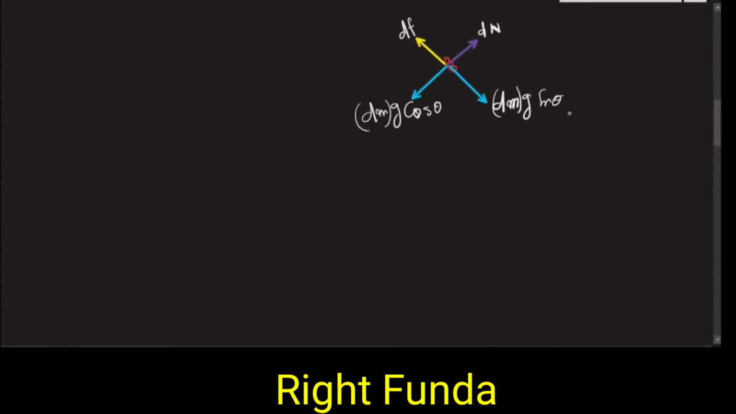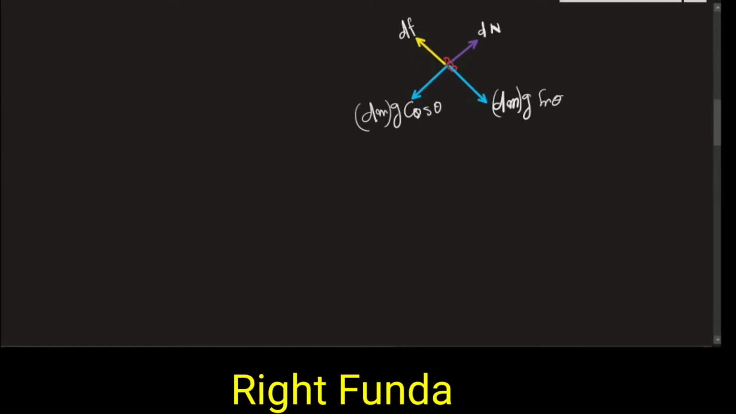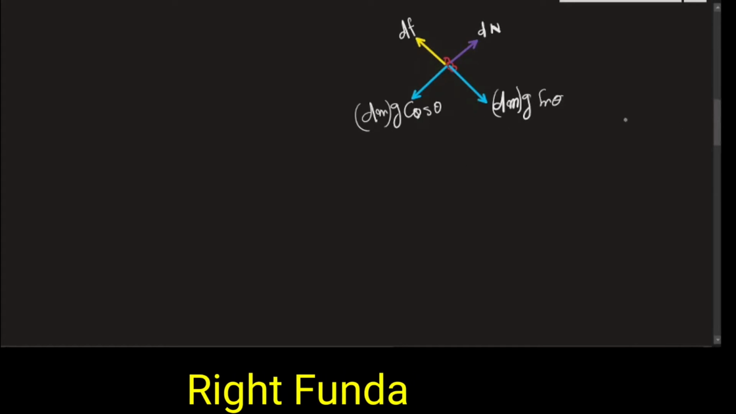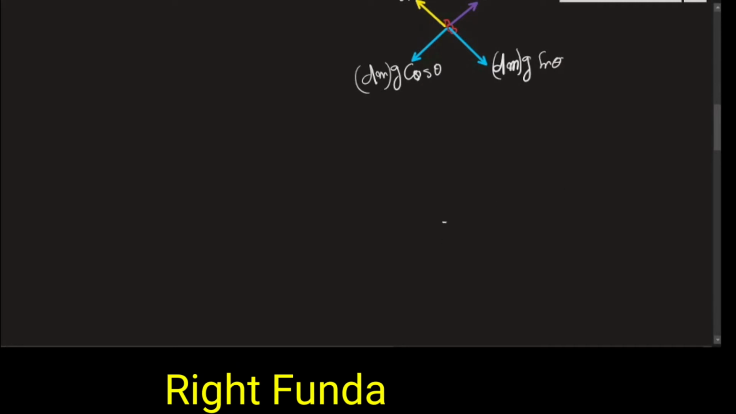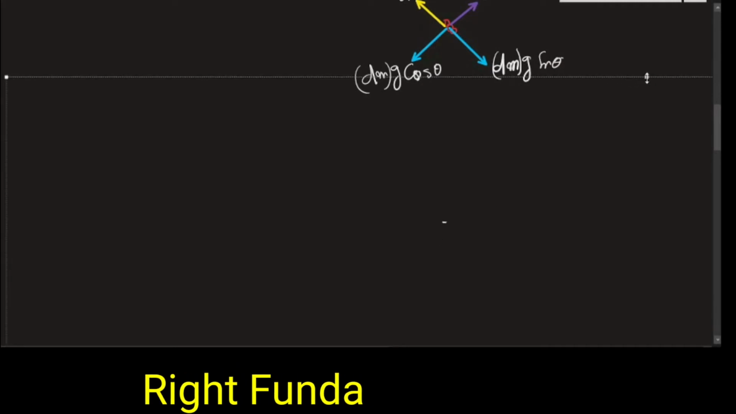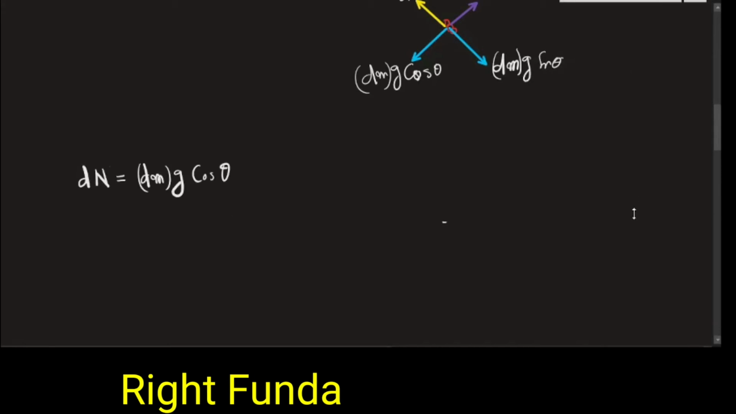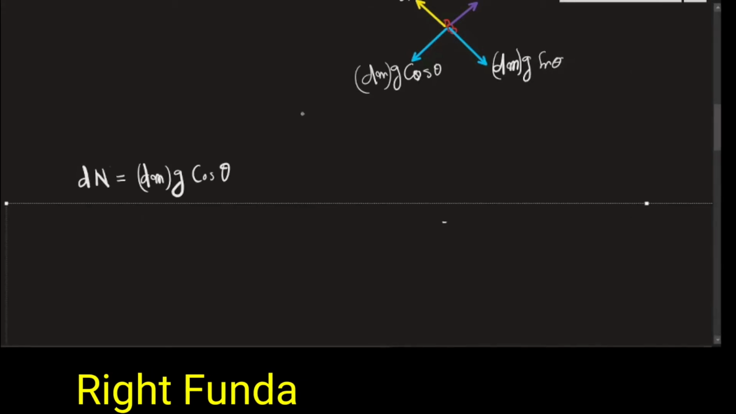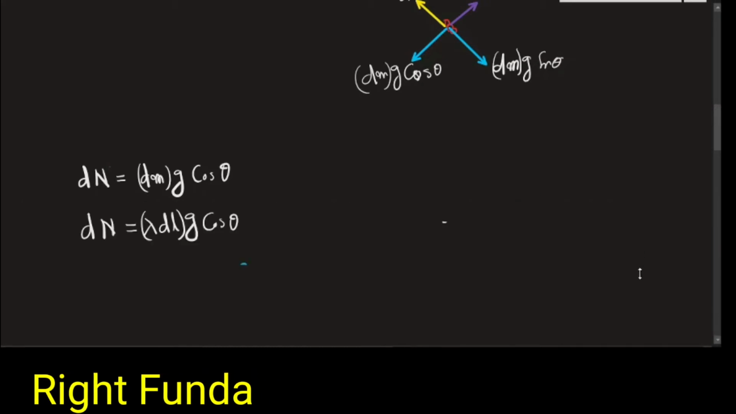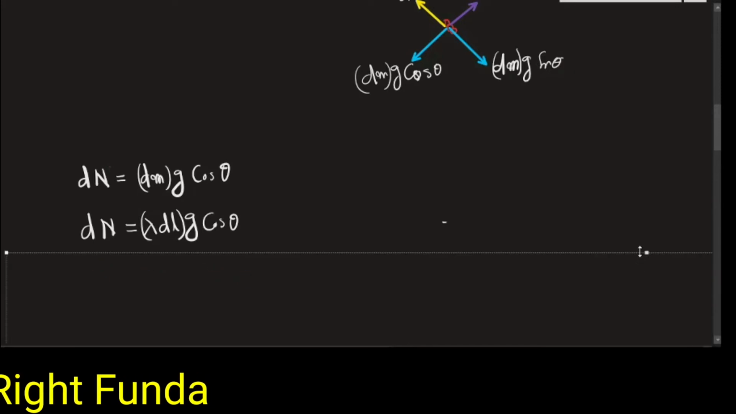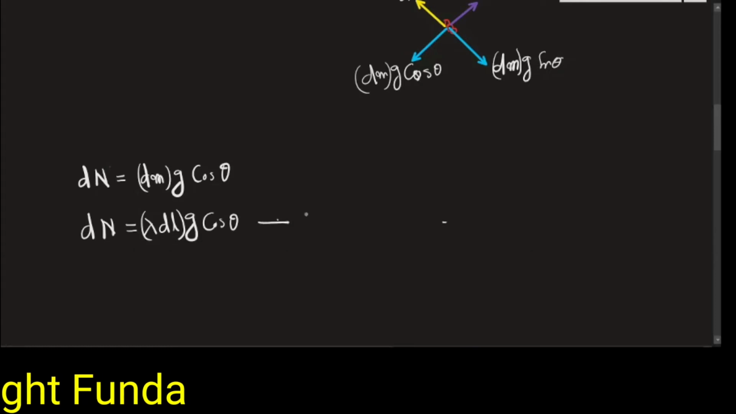Let's write the equation of motion. If it is in equilibrium, net force has to be zero. So these forces must be balancing each other, or the net acceleration must be equal to zero. If I write the equation perpendicular to the surface for this small elemental length, dN is equal to dm g cos theta. And we know dm is equal to lambda dl. So we can write dN is equal to lambda dl g cos theta. Let's call this equation number one.